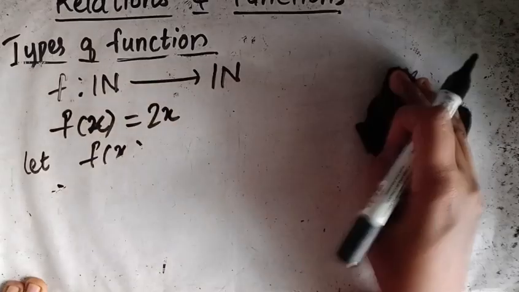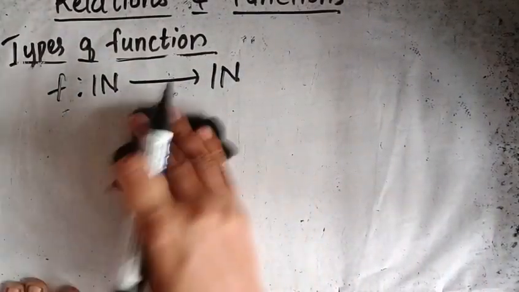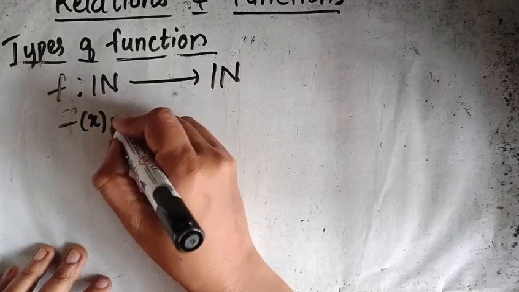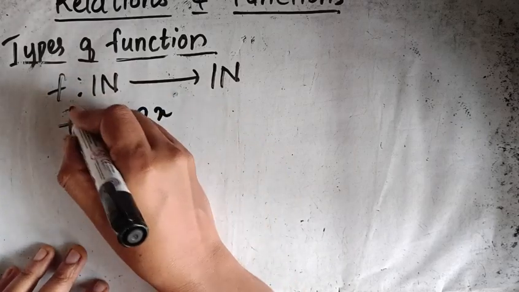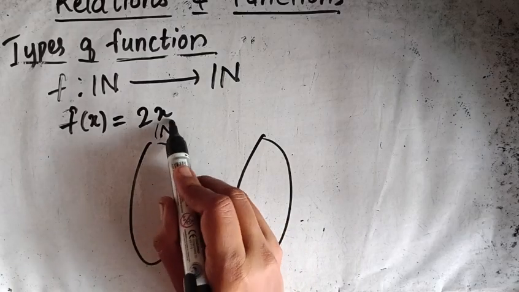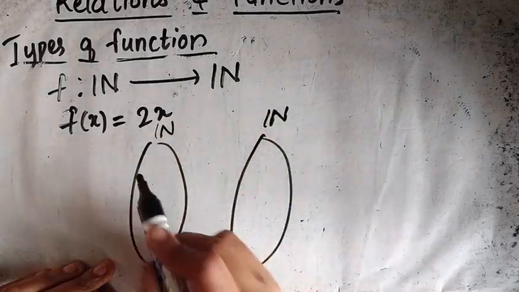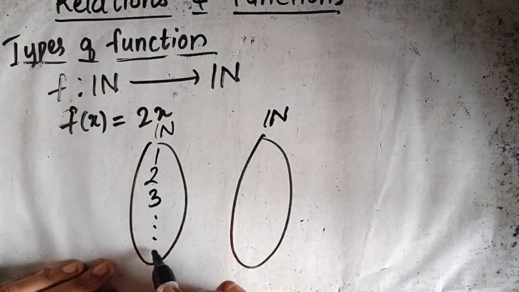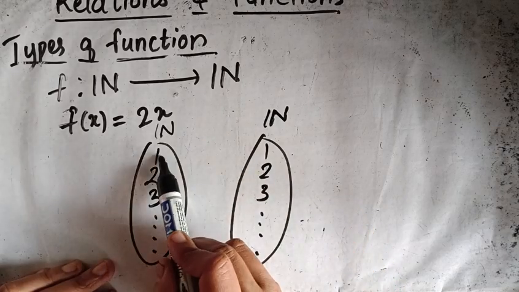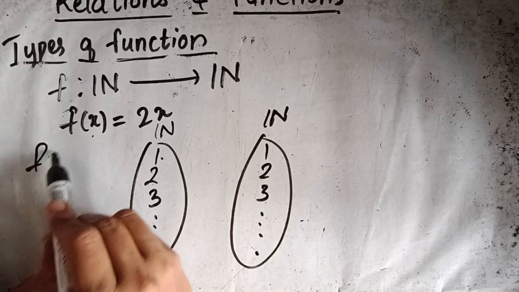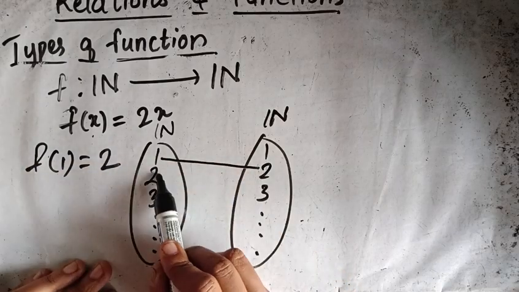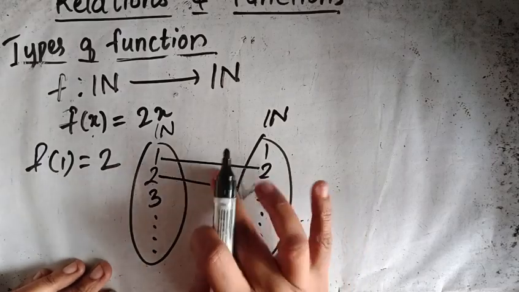Now we'll prove it is not onto. f of x is equal to 2x. Now if I draw the diagram, this is the set of natural numbers, and this is the set of natural numbers. So 1, 2, 3, and so on. If you put 1 here, you will get 2 as the answer. 1 is going to 2, 2 is going to 4.